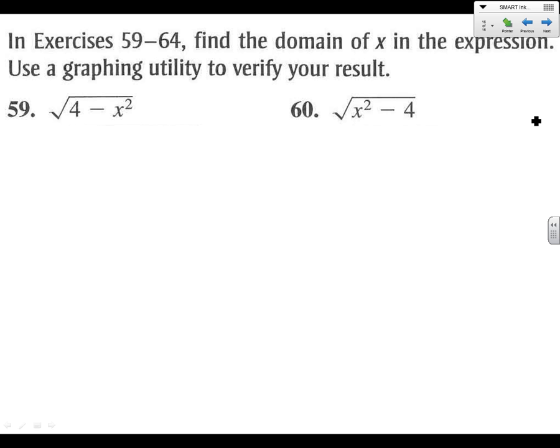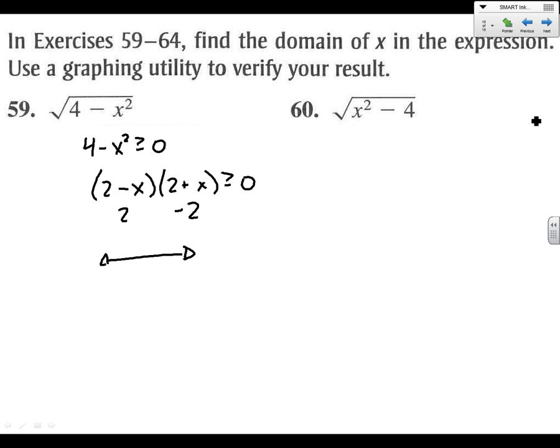All right, if you're ready for a solution, here we go. 4 minus x squared must be greater than or equal to 0. And this is the difference of perfect squares. Again, 2 minus x and 2 plus x. And so our zeros here are going to be 2 and negative 2. I'm going to test 0, I'm going to test negative 5, and I'm going to test 5.